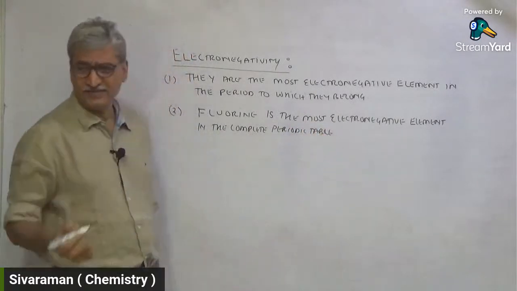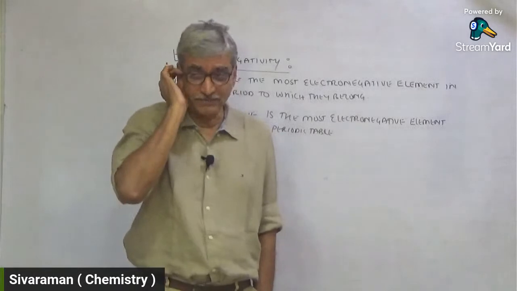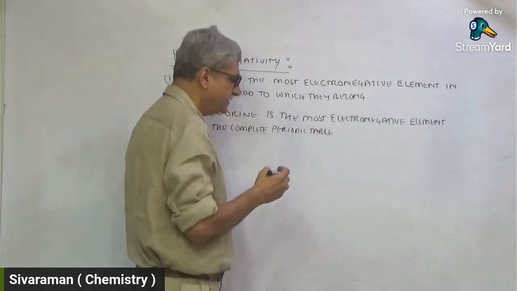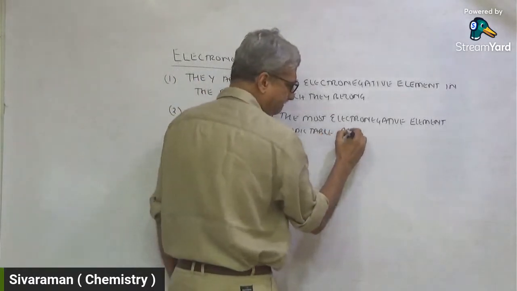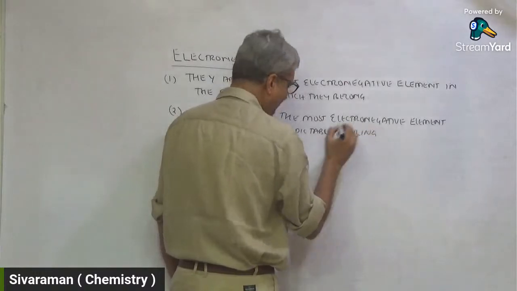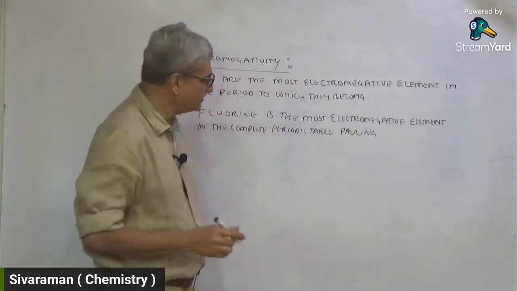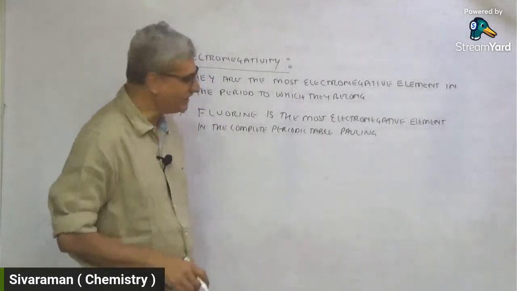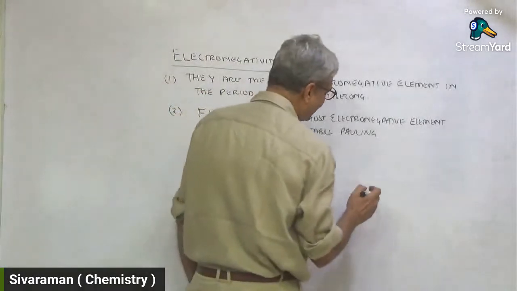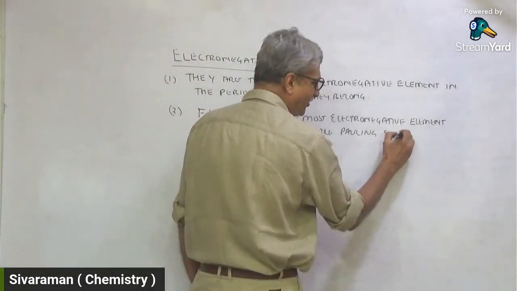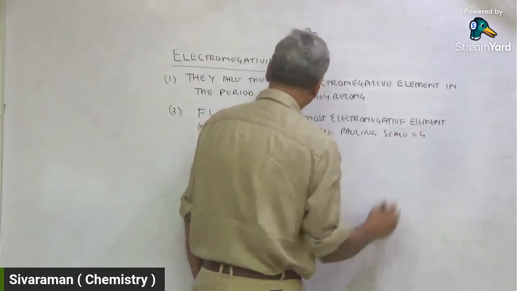And there are different ways of measuring the electronegativity. One is the Pauling scale. Is this clear? So in the Pauling scale, Linus Pauling, the pronunciations are different according to culture. So we have the Pauling scale equal to 4.